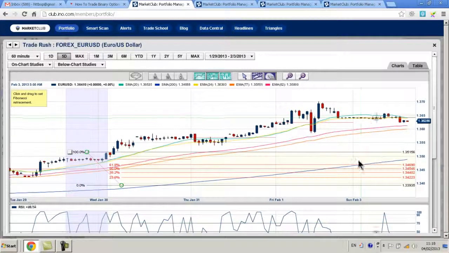Okay, so now if you look here, it's actually giving you a number. It's 1.35156. Okay, so what I'm looking for is the breakout. So there it broke out over there. So that would be a trade.